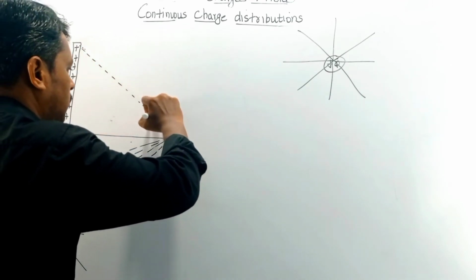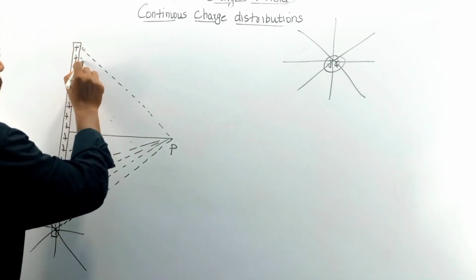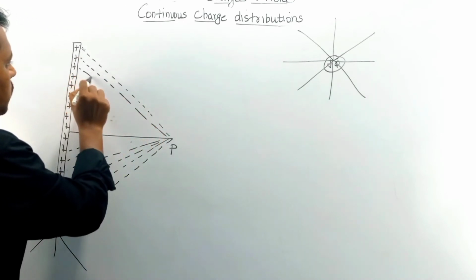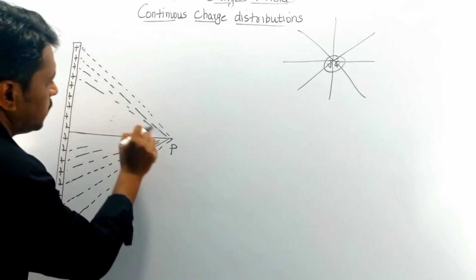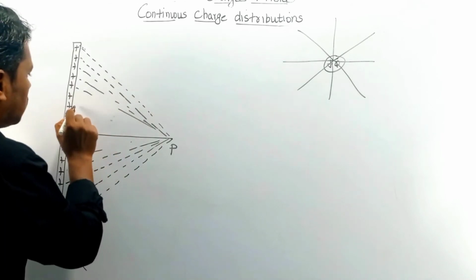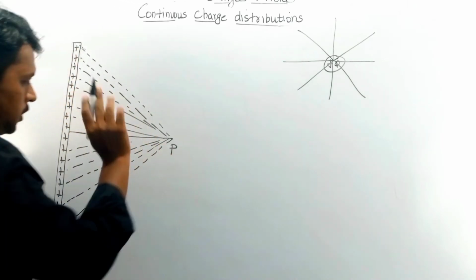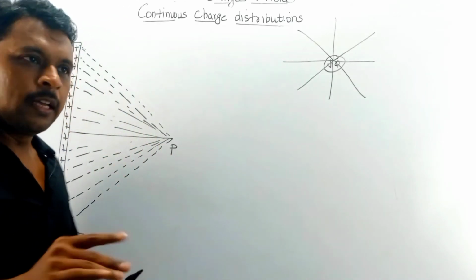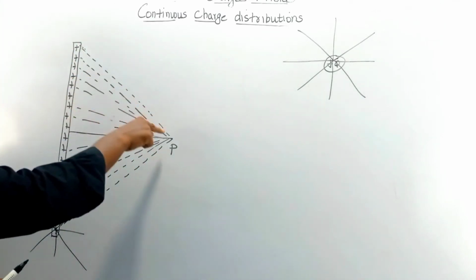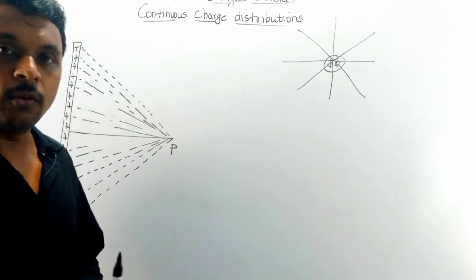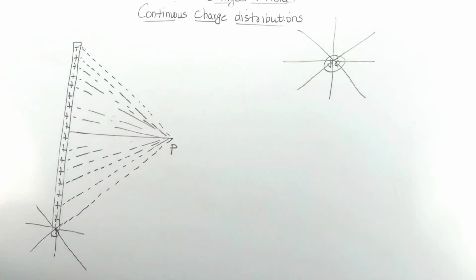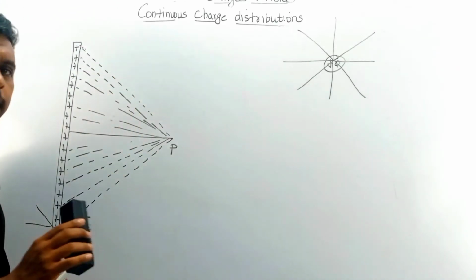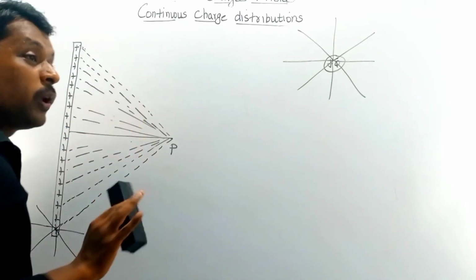This direction reaches this point P. Similarly, this also reaches point P, and this, and here also. So like this, this will be the direction of the electric field with respect to point P. Now we will find the net electric field with respect to the upper and lower limits.